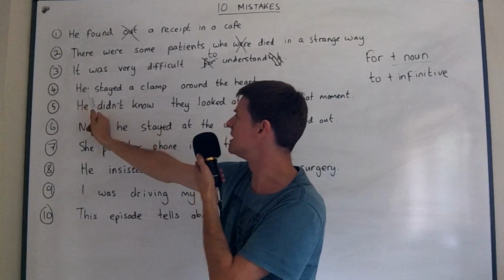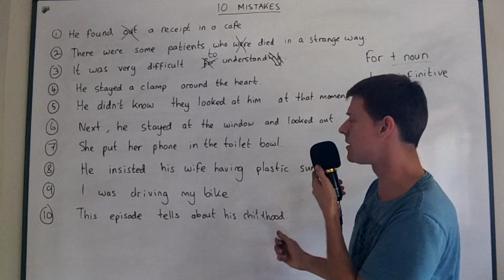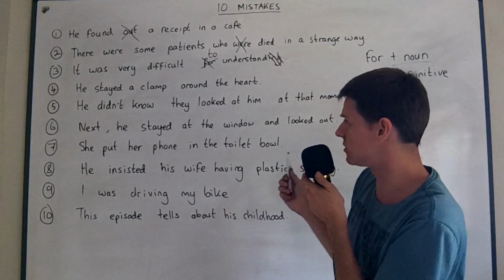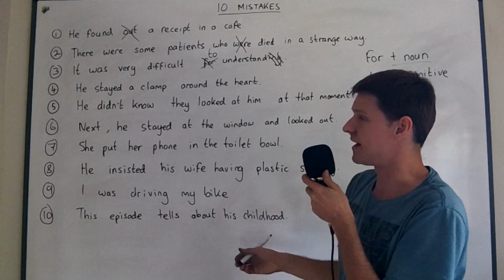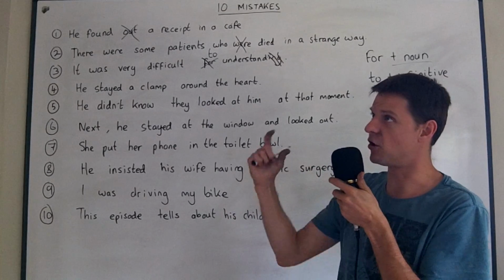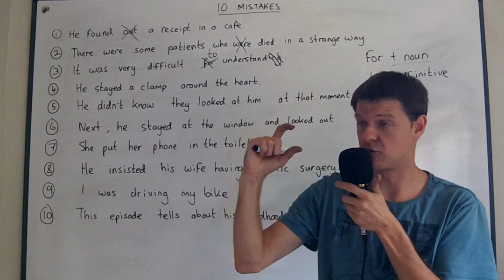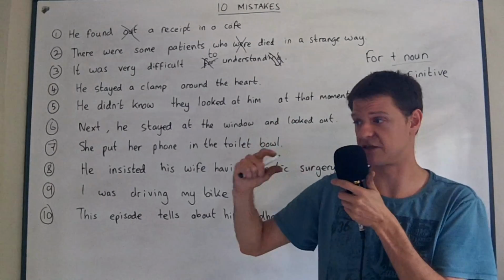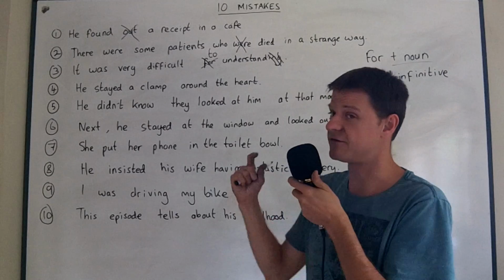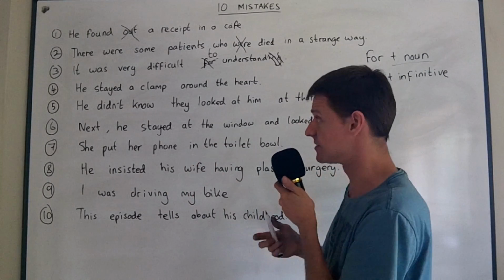Okay, number 4: he stayed a clamp around the heart. This was about an episode of Sherlock where a doctor, a surgeon, performed an operation and he forgot about a little surgical clamp, which is a piece of metal to hold something in place when you're performing the operation. He forgot about it and he left it in the body.